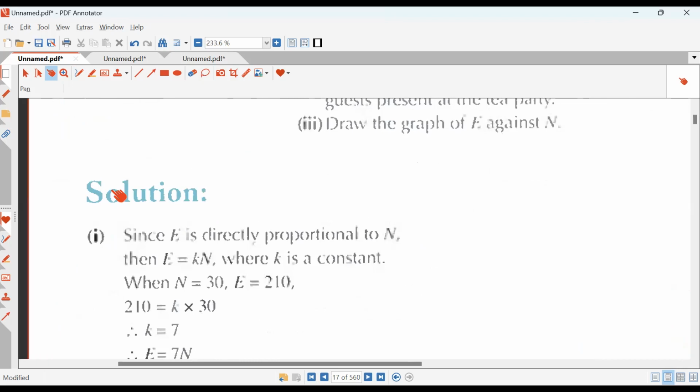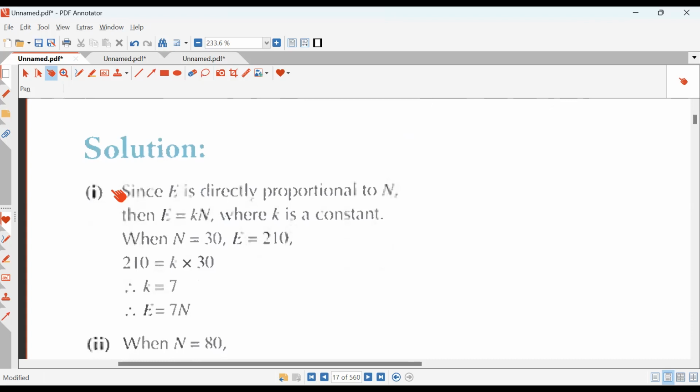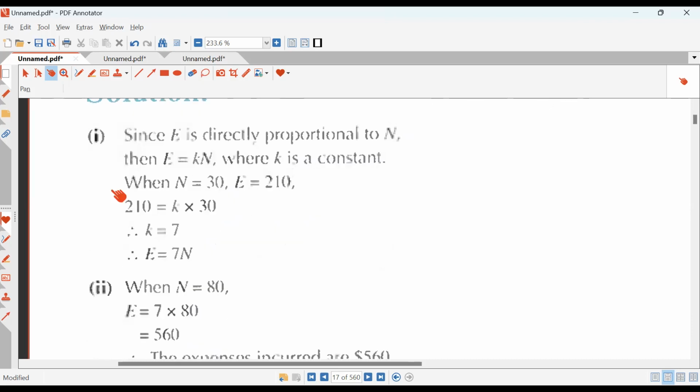So same, I'll write E equals kN. N is 30, E is 210. 210 equals k into 30. k equals 7. E equals 7N, and that's the equation. When N equals 80, E equals 560. So I found the equation. I have calculated the rate. I have done all the workings. Now I can easily solve my question.